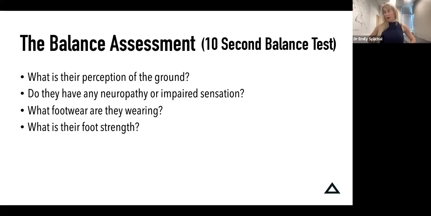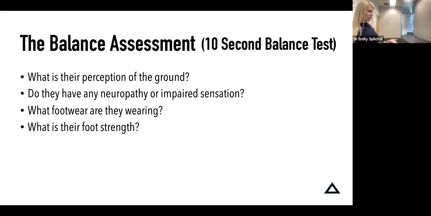Okay. You'd be surprised how many young 20 somethings cannot stand on one leg for 10 seconds. Now, if they don't, you need to start asking yourself, not everybody cannot stand on one leg for 10 seconds for the exact same reason, right? Is it the perception of the ground? Do they have neuropathy? What shoes are they wearing? Are we doing this assessment in shoes or barefoot, right? What surface are we standing on?